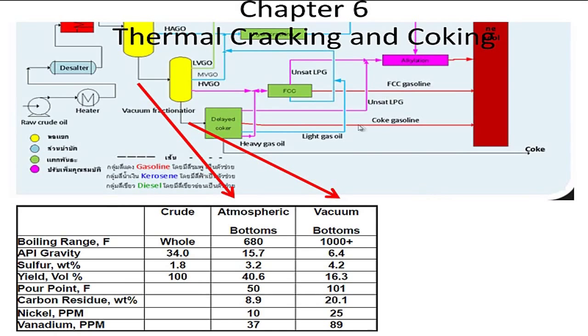Hello everyone, this is AE357 Petroleum Technology. We are in chapter 6 of the textbook. This chapter is about thermal cracking and coking.